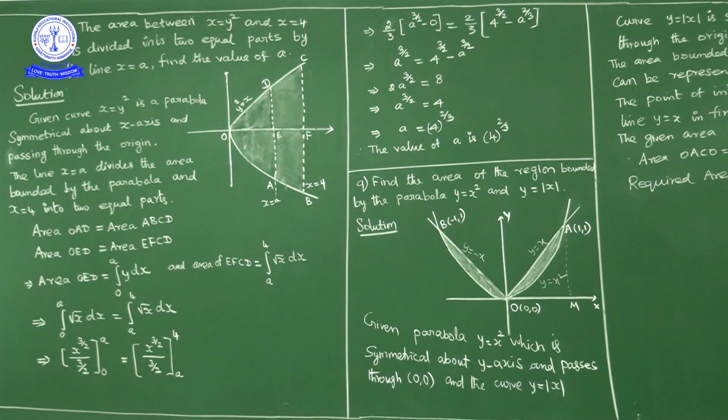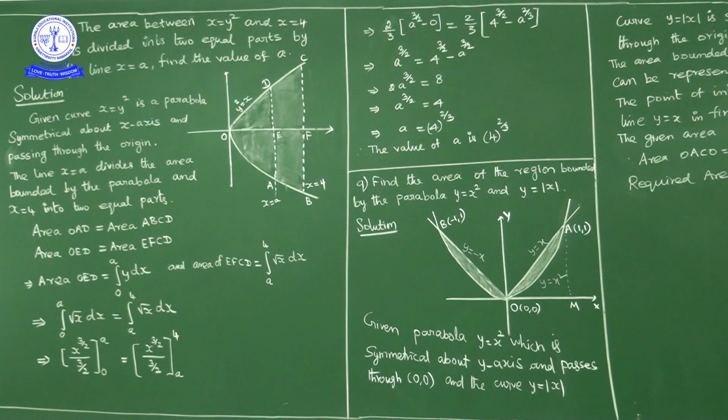Okay. The given question is the area between the parabola and the line. What is the parabola? Y square is equal to x parabola, and the line x is equal to 4 divided into two equal parts by the line x is equal to a. Okay. So we have to find the value of a. Now this is the parabola y square is equal to x, symmetrical about x axis, and the line is what? X is equal to 4 line. Okay, now this entire region area, now x is equal to a line. Now what is given? This area is equal to this area.